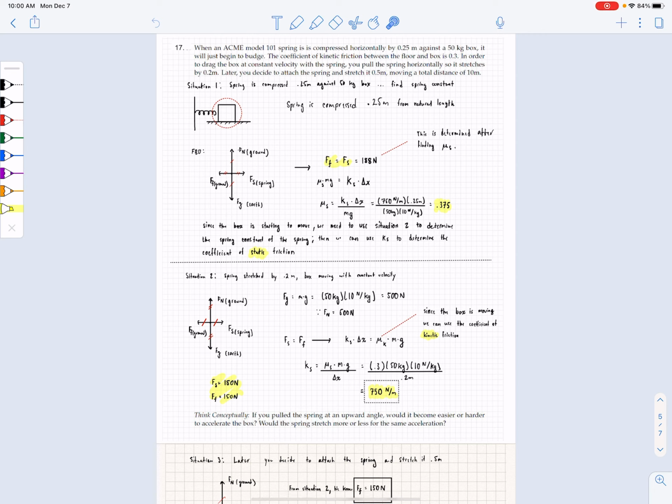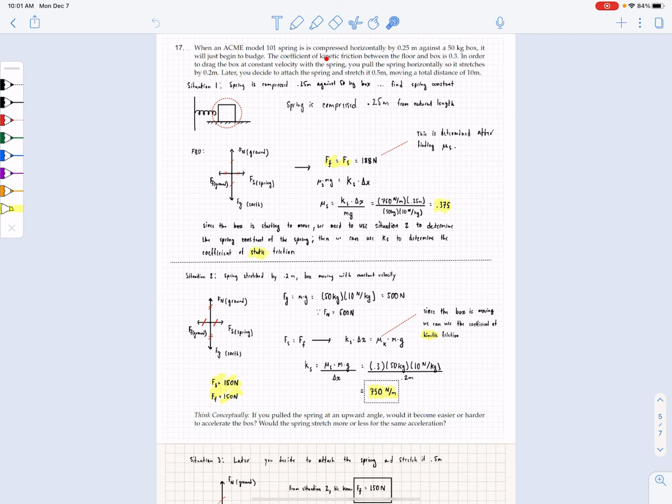So, to start with the question, we have a spring that is initially compressed horizontally by 0.25 meters against a 50 kilogram box. We know that when springs are compressed from their natural length, they will exert a force on the object that they are in contact with. When the spring is compressed horizontally by 0.25 meters against a 50 kilogram box, it just begins to budge. So the box goes from being at rest to starting to move.